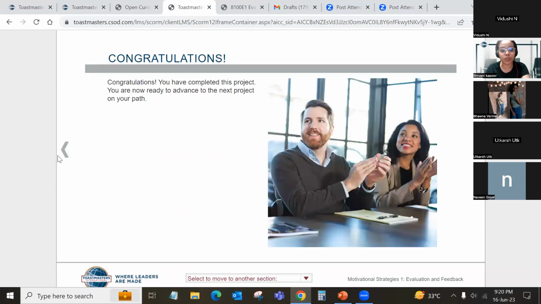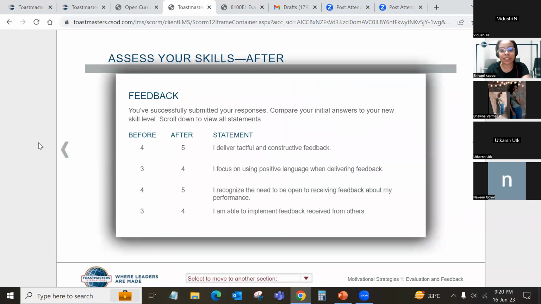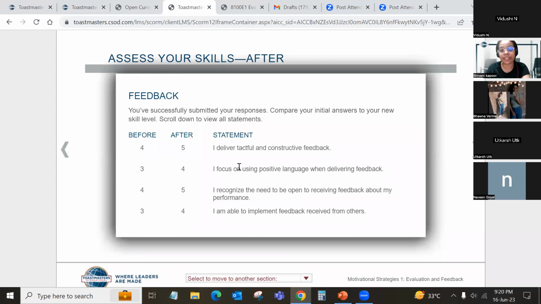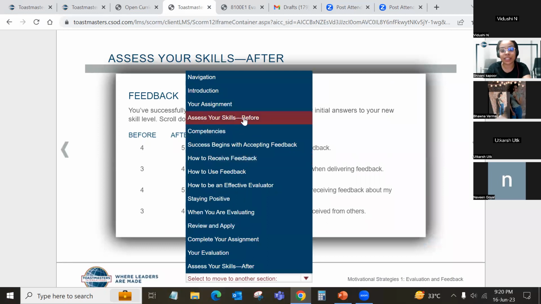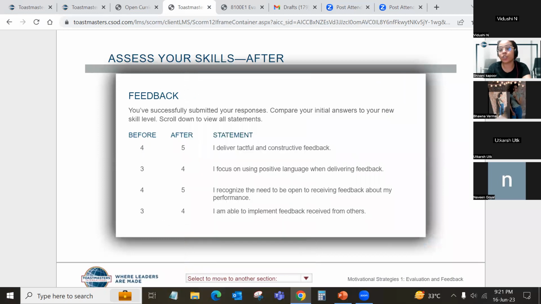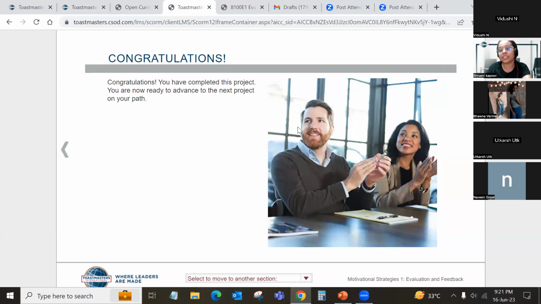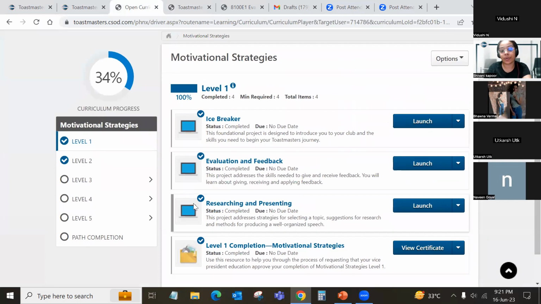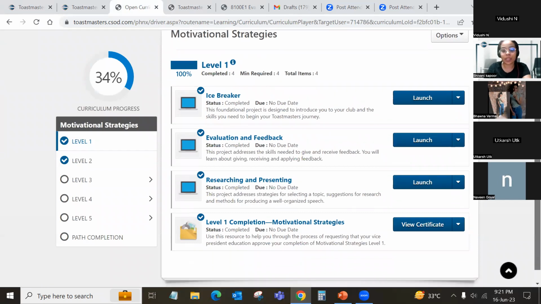To answer Vidushi's question about having that tick: Vidushi, we did assess our skills before, right? So similarly, we also have to do it after. Once you have done assess your skills before and assess your skills after, a self-evaluation, then it will show you this congratulations. And once it shows you this, then you will have the tick over here. And ultimately, once all the projects have a tick, level 1 will have a tick. All right.